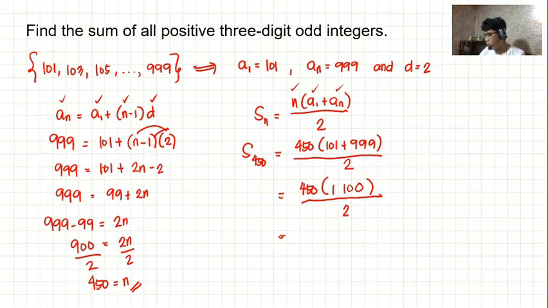Using your calculators, you will now have 247,500. Okay, so I hope you got it right. Okay, so that is for problem number 3. Now let's proceed to problem number 4.